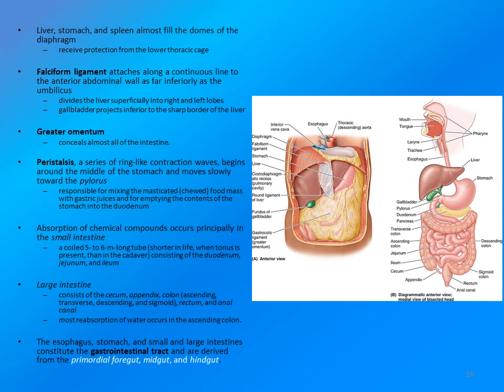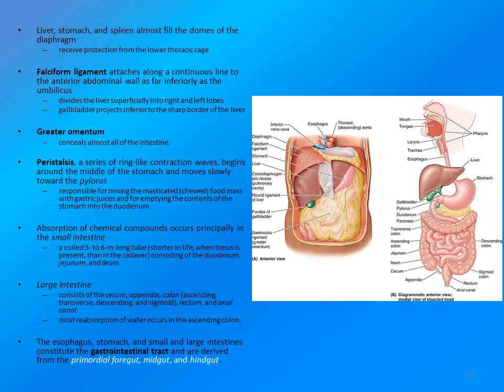Looking at the abdominal organs pictured in the diagram at the right, we can see that the liver, the stomach, and the spleen fill most of the domes of the diaphragm. The liver on the right, and liver, stomach, and spleen on the left. The falciform ligament attaches the superior part of the liver to the inferior part of the diaphragm, and it extends as far inferiorly as the umbilicus.